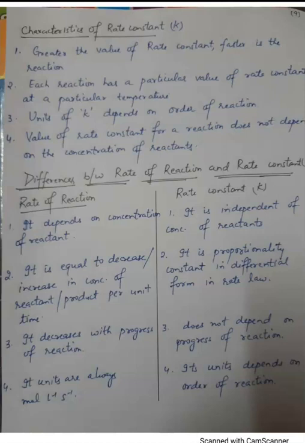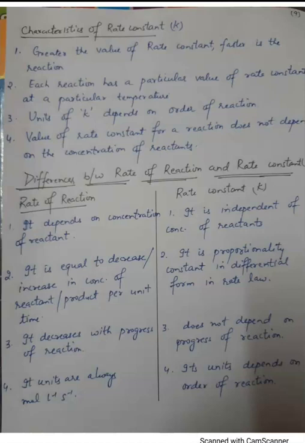Next we come to characteristics of rate constant, that is K. Greater the value of K, faster is the reaction. Each reaction, means different reaction, has a different value of rate constant at a particular temperature. I told you earlier, units of K depend on order of reaction, and value of rate constant does not depend on the concentration of reactant.